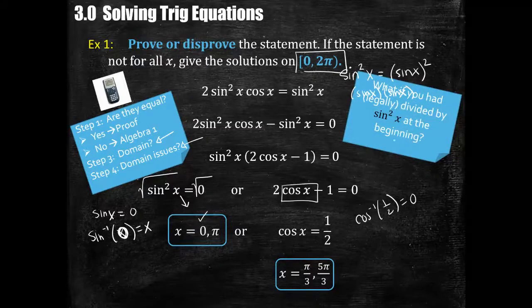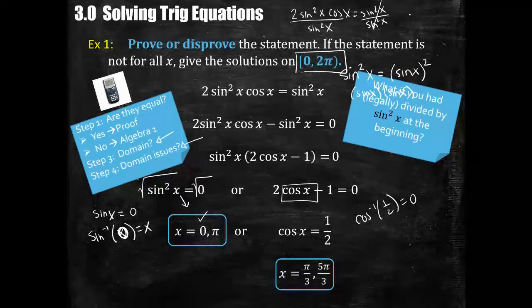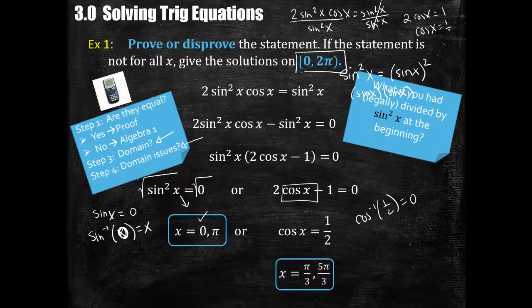What would happen if we, totally legal math here, but what if we divided by sine squared x right at the beginning? This is something that we've seen before, right? So what would happen if we had 2 sine squared x cosine x equals sine squared x, and then we just decided we'll divide everything by sine squared x, right? This would cancel, and I'd have 2 cosine x equals 1, and I would have cosine x equals 1/2. So I would have lost these solutions, which would have been sad.